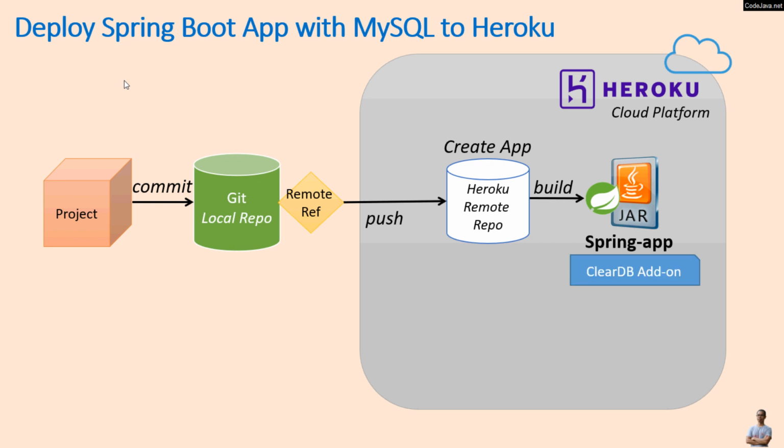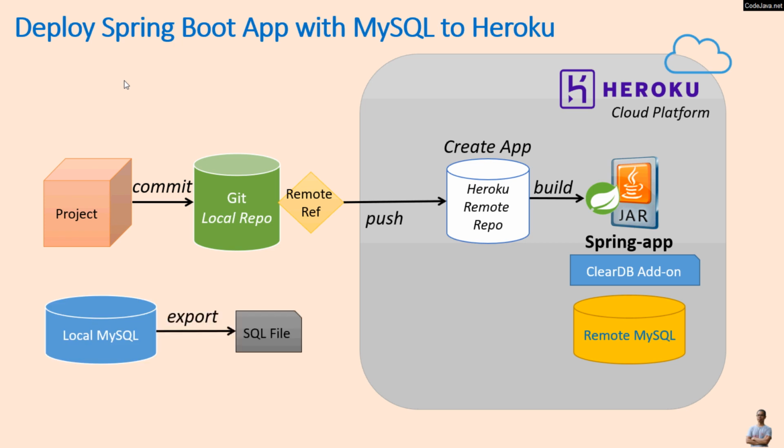For the database, we need to attach the ClearDB add-on for the app, and it will create a new remote MySQL database. And from the local MySQL database, we export data to a SQL file, and then we import the SQL file to the remote MySQL database. So that's basically how to deploy a Spring Boot app with MySQL database to Heroku. Make sense?